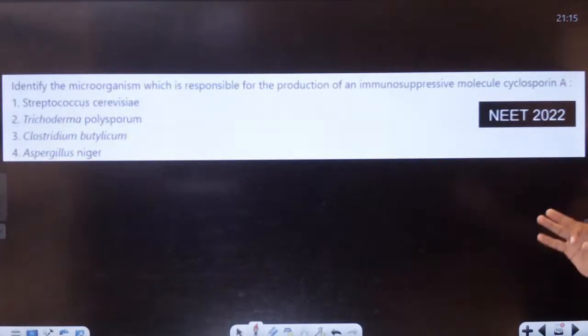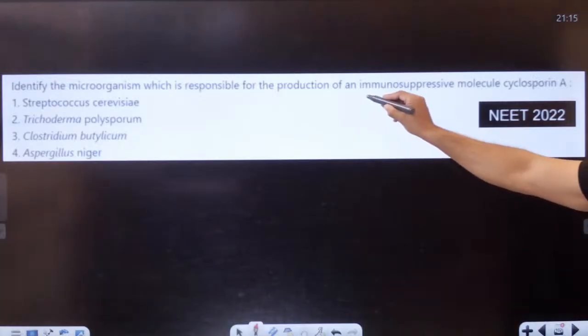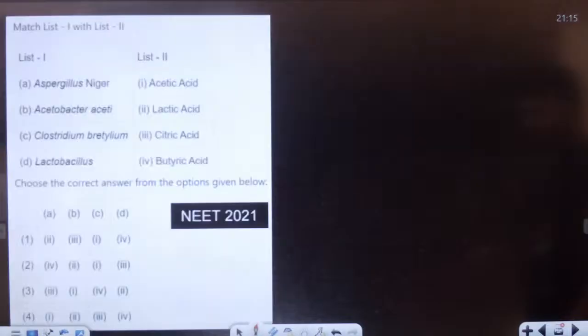Students, identify the microorganism responsible for production of an immunosuppressive agent. Students, all these are NEET PYQs. Immunosuppressive agent: cyclosporin A is got from Trichoderma polysporum. Okay, students, solve this question again.